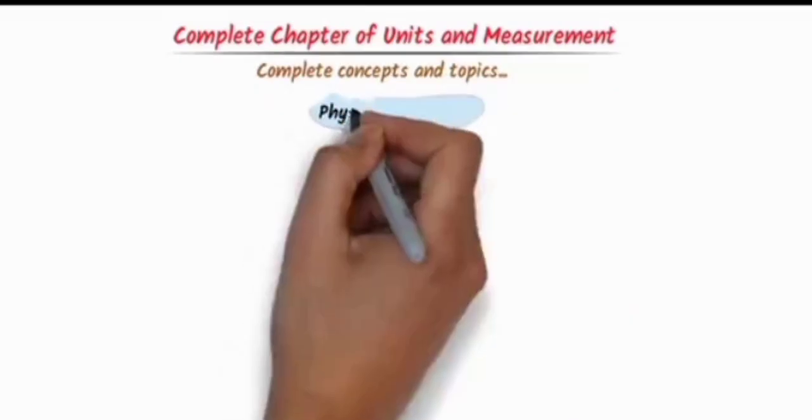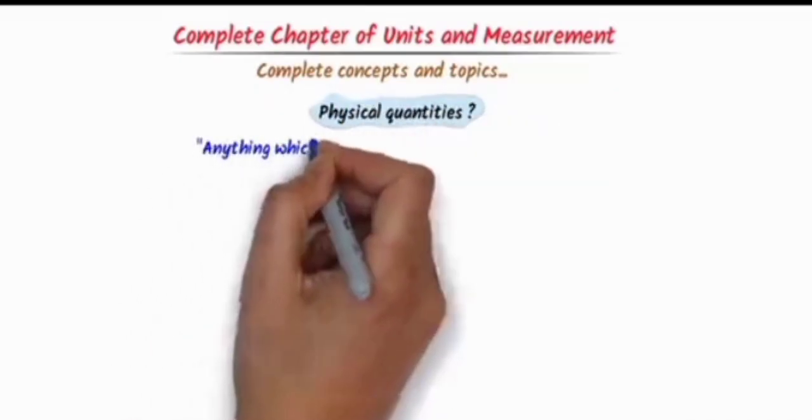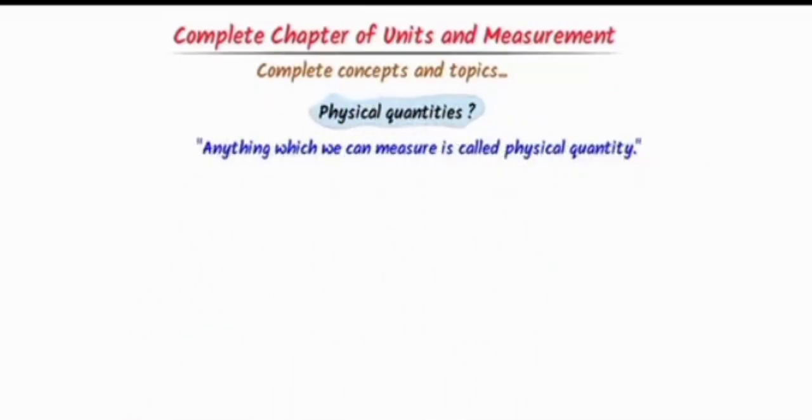Well, I will teach you the complete concepts of units and measurement. The first concept of this chapter is physical quantity. Anything which we can measure is called physical quantity. For example, we can measure temperature like 40 degrees centigrade. So temperature is a physical quantity.